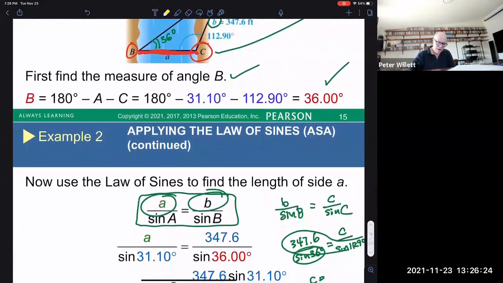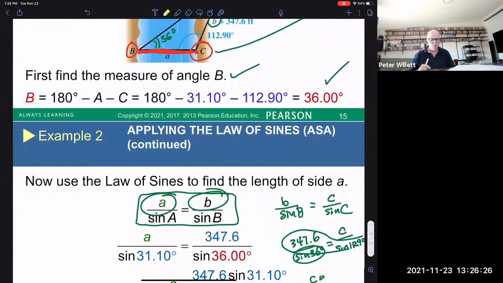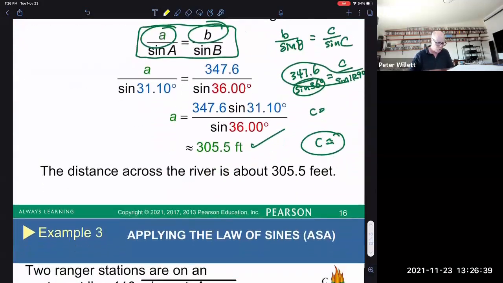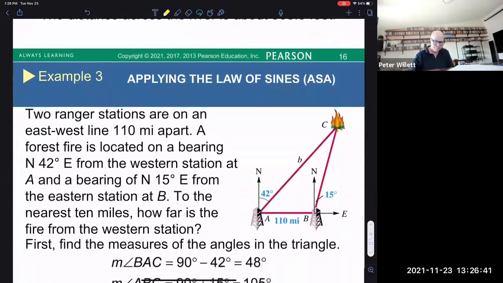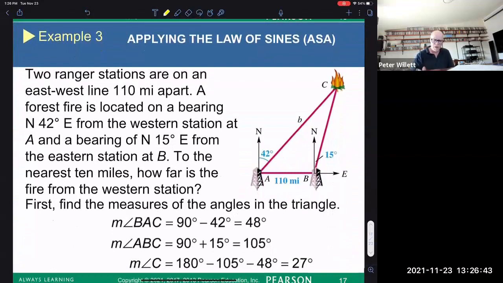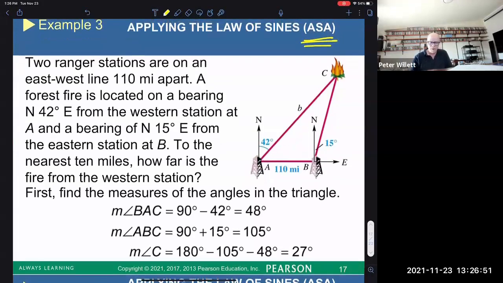So we've now looked at examples for case 1, which was where we had 2 angles and a side, and we looked at when the side was between the angles, and we also looked at when the side was outside of the angles, and that was case 1. So they have another one here for angle, side, angle, where the side is between the 2 angles, and they set up another problem.